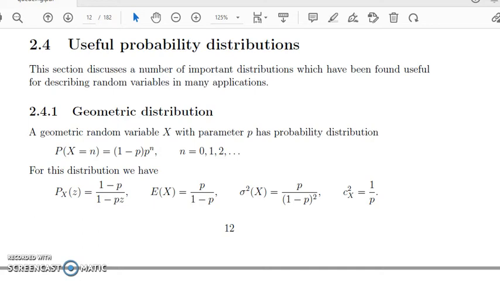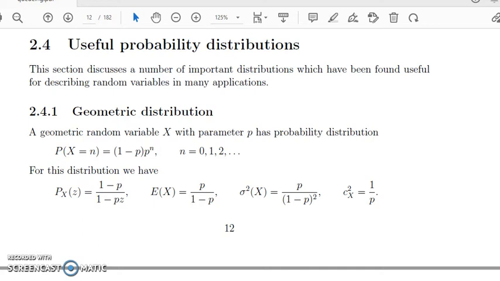A geometric random variable X with parameter p has the probability distribution P(X = n) equals (1 minus p) times p raised to the power n, p being the parameter of the geometric random variable X. For this distribution, we have the generating function equals (1 minus p) over (1 minus pz).